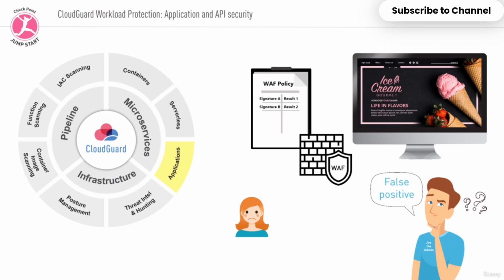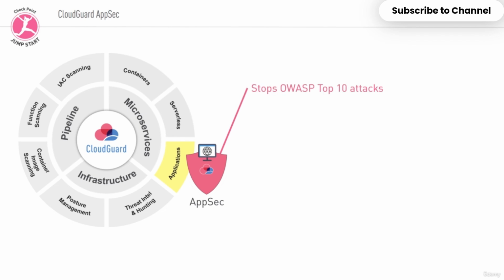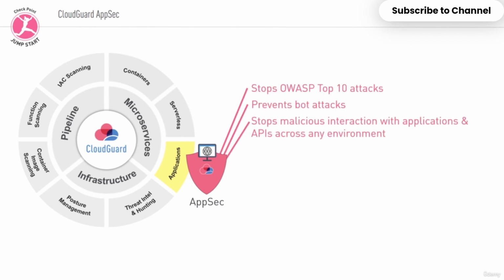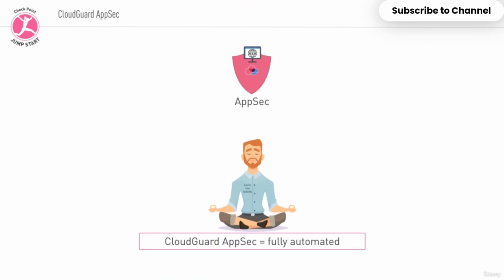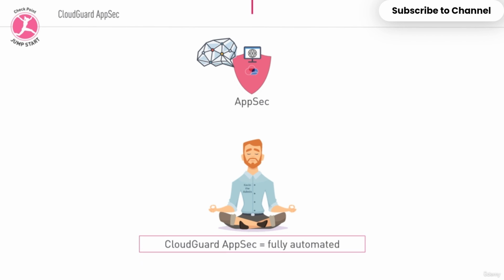Faced with these threats and the gap left by legacy WAFs, CloudGuard AppSec can stop OWASP Top 10 attacks, prevent bot attacks, and stop any malicious interaction with applications and APIs across any environment. CloudGuard AppSec is fully automated and leverages contextual AI analysis to provide precise threat prevention for modern web applications, lessening the need for ongoing administration and increasing application security at scale.